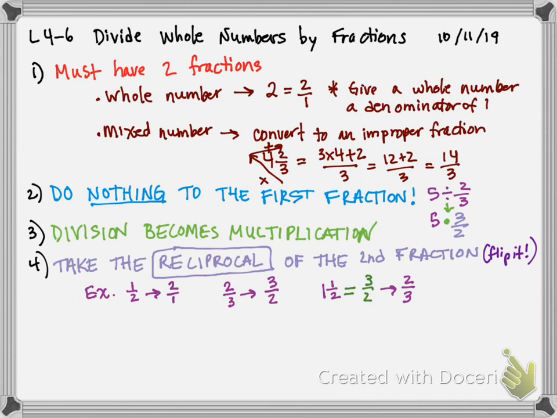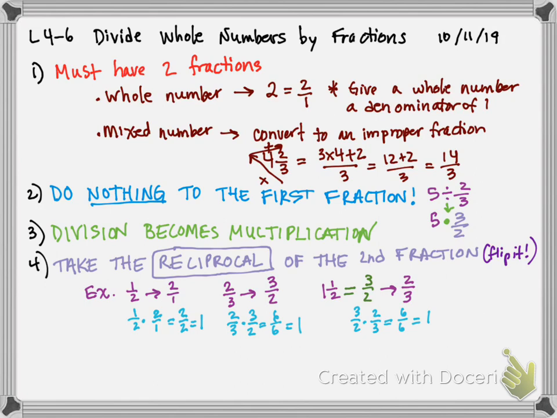And here's what's interesting about reciprocals. Are you ready for this one? If I take reciprocals and I multiply them together, I get 2/2, which simplifies down to 1. Let's see if that happens here. If I take 2/3 and multiply it by 3/2, I get 6/6, which is the same as 1. If I take 3/2 times 2/3, that gives me 6/6, which is the same as 1.